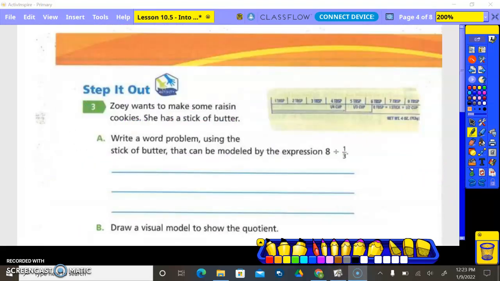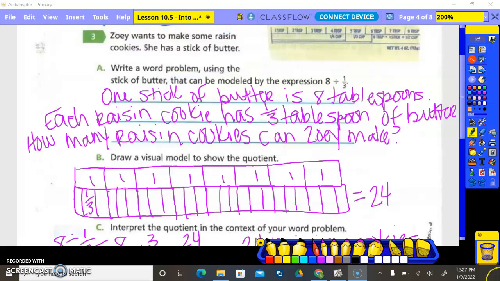Step it out. Number 3. Zoe wants to make some raisin cookies. She has a stick of butter. Write a word problem using the stick of butter that can be modeled by the expression 8 divided by 1/3. So the word problem we came up with, 1 stick of butter is 8 tablespoons. Each raisin cookie has 1/3 tablespoon of butter. How many raisin cookies can Zoe make?